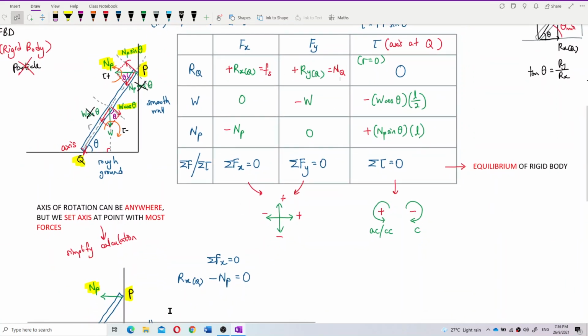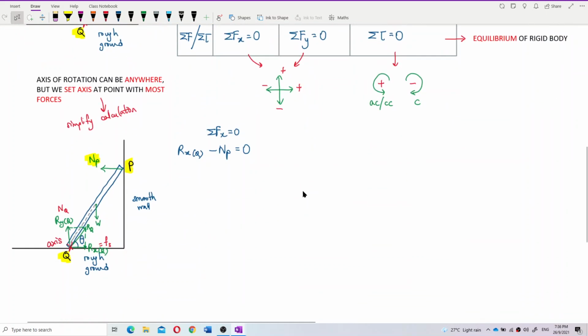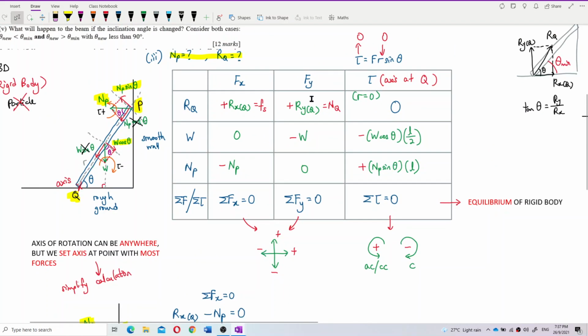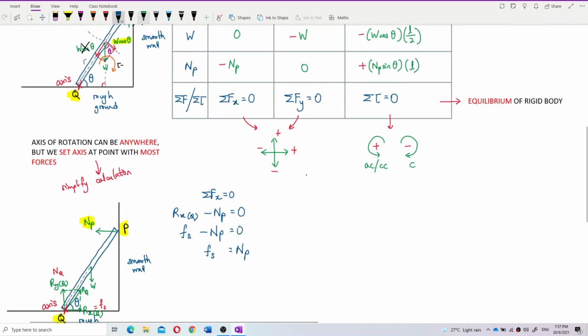So we can write this one. This Rxq is actually the friction. Friction minus the normal force. From here we can see that the friction is actually equal to the normal force at P. But we don't have either one, so it is still unknown, so we need to continue to total Fy equal to 0.